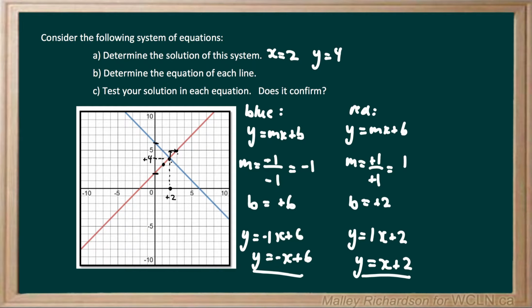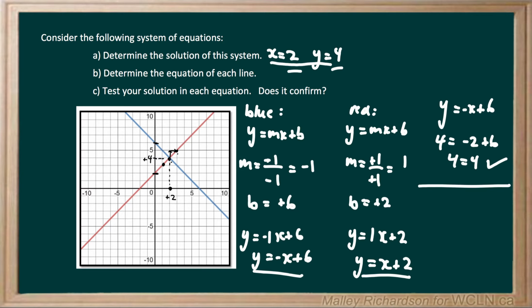So looking at our final question, we need to test our solution. So to test our solution, we're going to take our solution from A and plug it in to our blue graph and our red graph. Let's start by plugging it into our blue graph. So we have y equals negative x plus 6. Wherever we see a y, we're going to replace it with a 4, and wherever we see our x, we're going to replace it with a 2. So we're going to have 4 equals negative 2 plus 6. Well, negative 2 plus 6 is 4, so we have 4 equals 4. Because both sides equal the same number, we can check that our solution is correct.